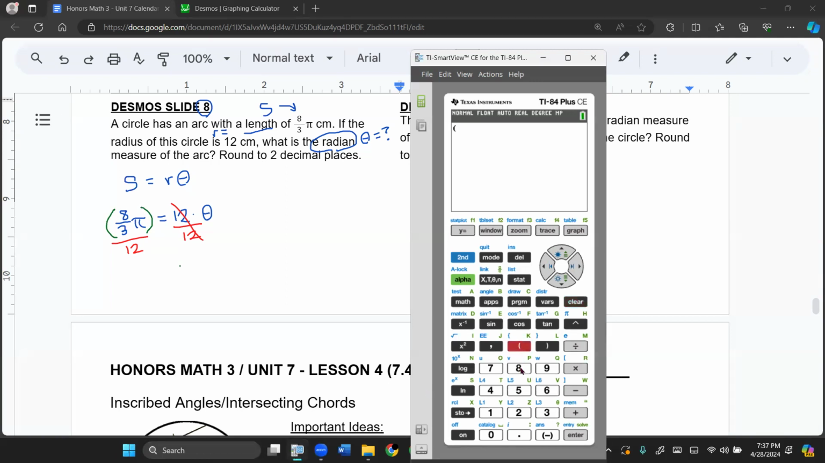So this is going to be parentheses 8 divided by 3. And again, just hit times pi. That'll put the pi to the right of it. And then close that up and hit divided by 12. And that radian measure is about 0.698. So it's a fairly small radian measure.